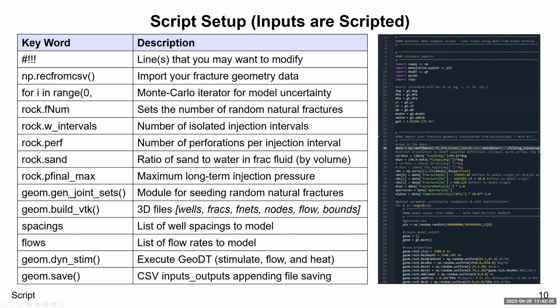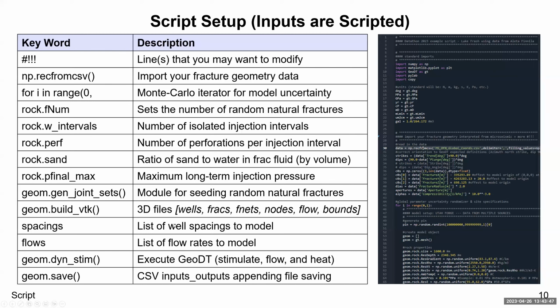And then after that, we have some of the functions that actually run the code. So here we have gen joint sets. So that's where we're seeding the natural fractures. If you wanted to remove that component of the code, you have the power to do so. I wouldn't necessarily recommend it if you want to look at any meaningful statistics because of the high uncertainty that natural fractures introduce. And then build VTK. This is the locations in the code where the actual geometry files are being constructed, the ones that I was just showing using ParaView a moment ago.